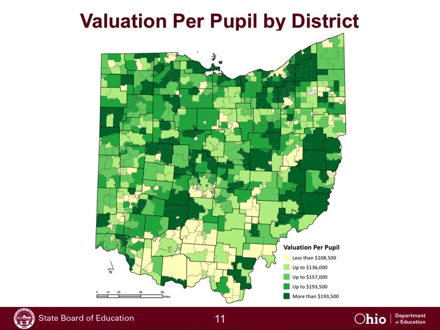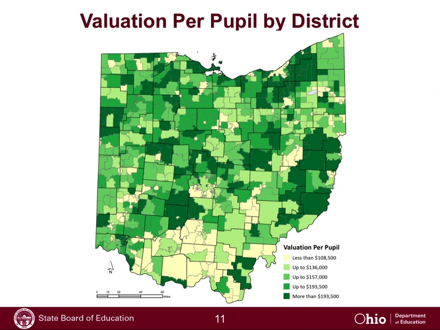So this slide is a map with every district's value per pupil assigned to a quintile. The districts with the darkest green have the highest valuation per pupil, more than $193,000 per pupil. And the districts with the pale yellow color, the lightest color on the map, have the lowest valuation, less than $108,000 per pupil. I think that this map illustrates that wealth isn't concentrated in just one part of the state or in a particular type of district.